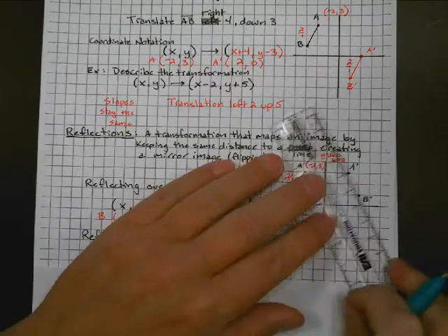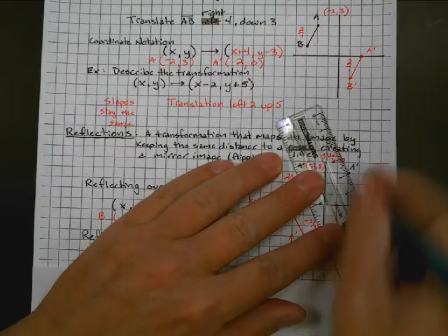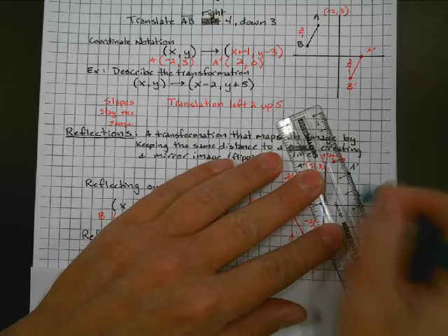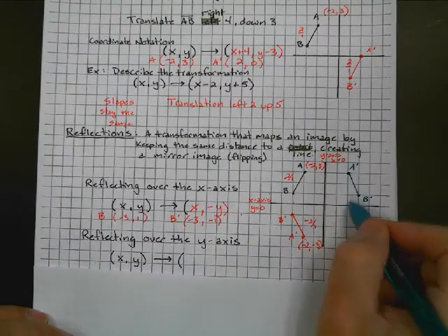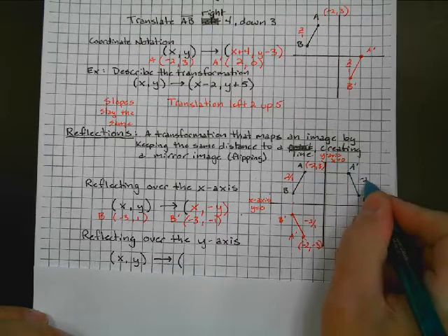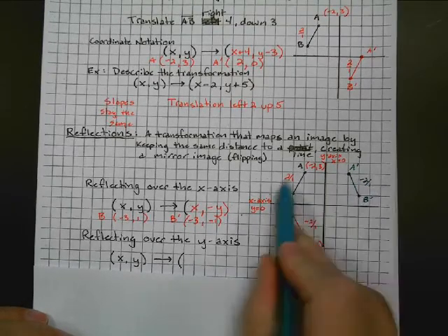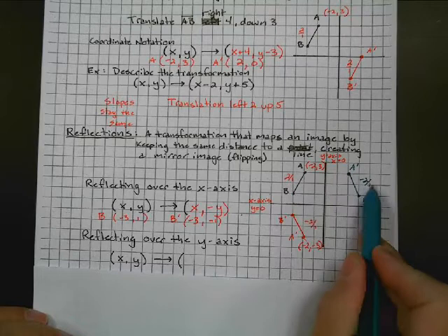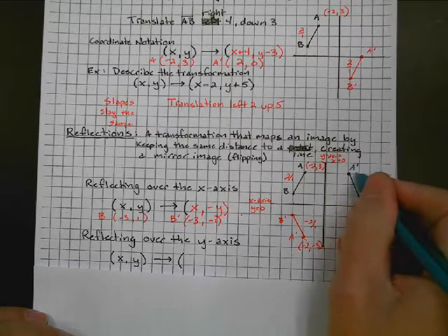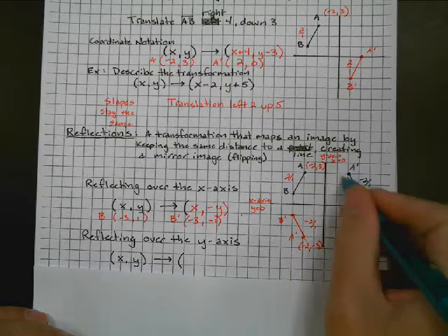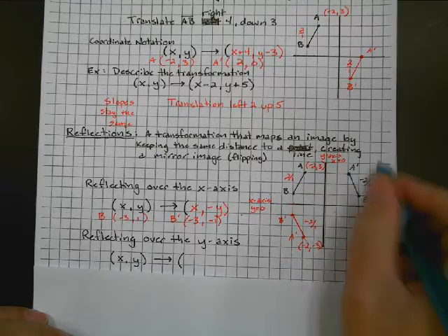So there's my segment. I can see that my segment has the exact same length as AB had. It's just facing a different direction. Now look at the slope, down 2 over 1. It still has an opposite slope. This one had a positive slope. This one has a negative slope. All right, so let's look at A prime. A was at negative 2, 3. Let's look over here. It's at positive 2, 3.